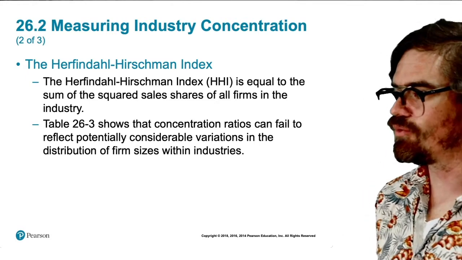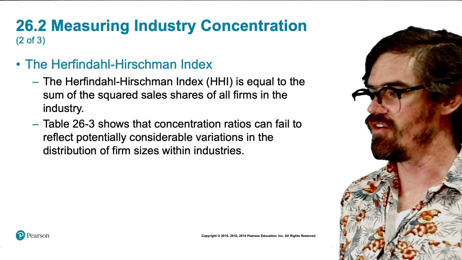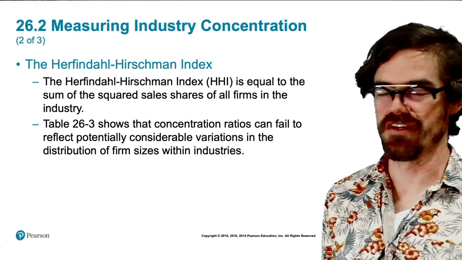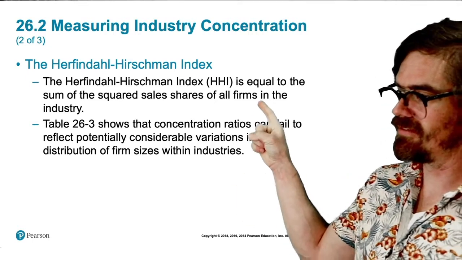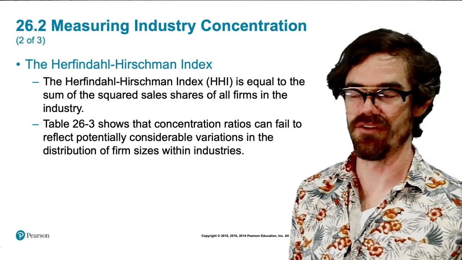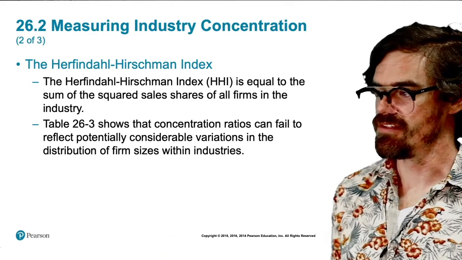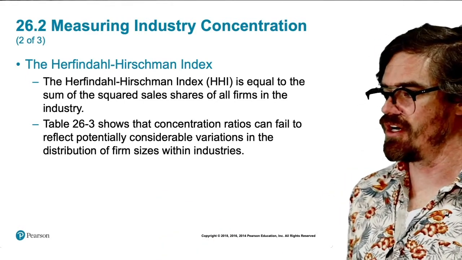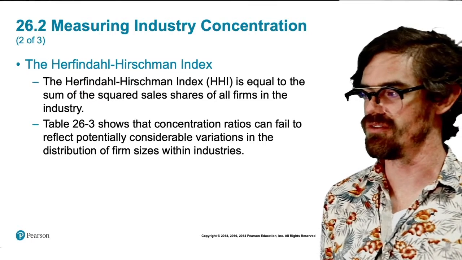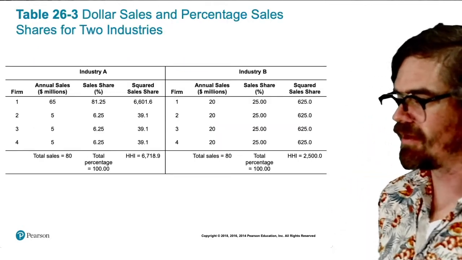Okay, so it's equal to the sum of squared sales shares of all firms in the industry. Now, actually, I don't even expect you to remember that, okay? I just want you to know how it's different from the concentration ratio and how it might be a little bit better. So first, we're going to look at the table in the next slide and show that the concentration ratios can fail to reflect potentially considerable variations in the distribution of firm sizes within an industry. And I'll show you what I mean by that.